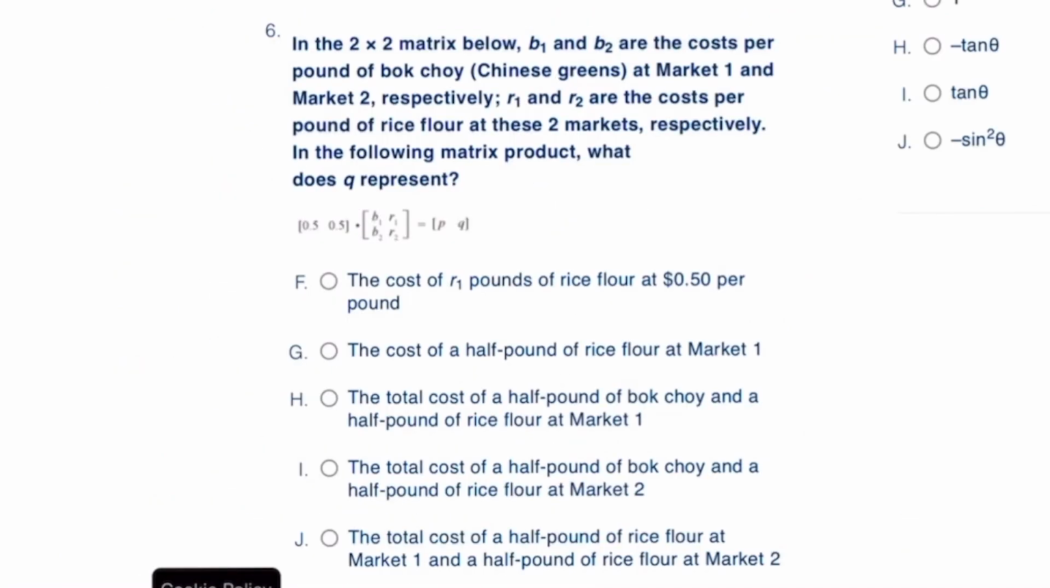Number 6 is on multiplying matrices or using the dot product. So you're basically going to multiply this way as you're seeing here. So that second part, you're going to multiply onto the second rows, which are representing the cost per pound of rice flour for restaurant 1 and restaurant 2, market 1 and 2. So that would be our option J.